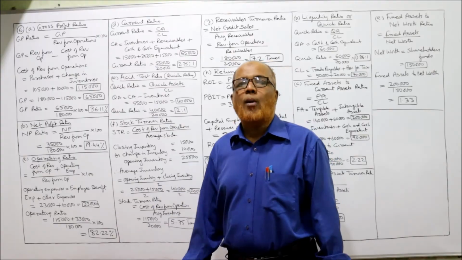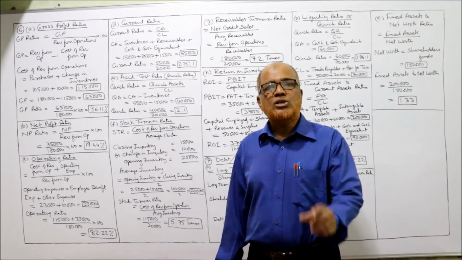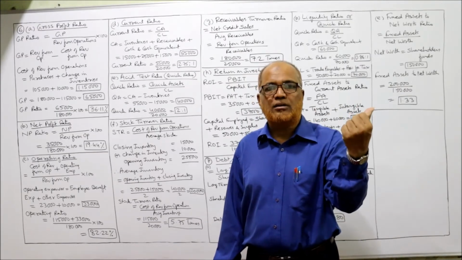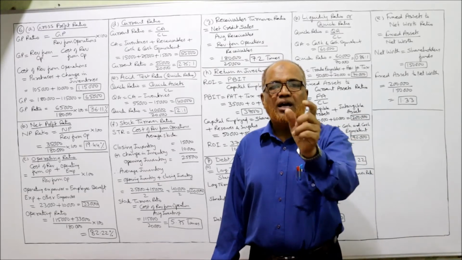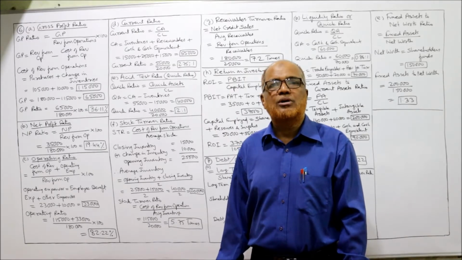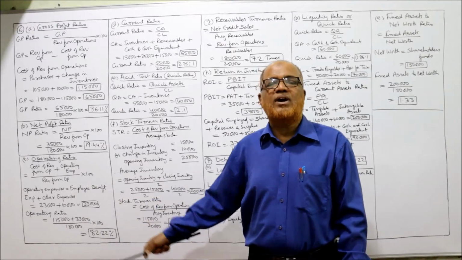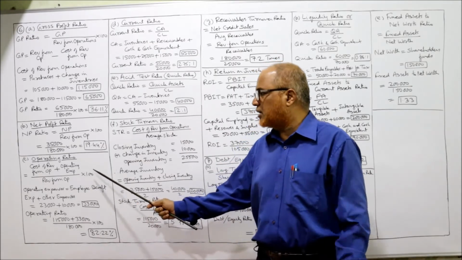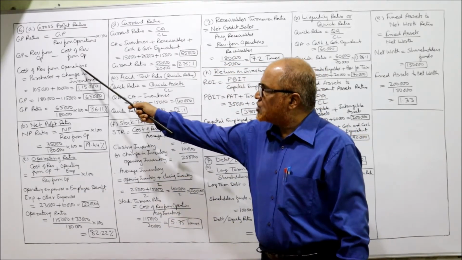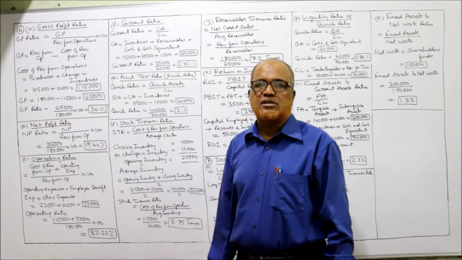Two ratios we have calculated. Third ratio, it is asking you the operating ratio. The formula for operating ratio, according to the old version, is cost of goods sold plus operating expense divided by sales. Now the terms will be changed. Instead of cost of goods sold, we use cost of revenue from operations. Cost of revenue from operation plus operating expenses divided by revenue from operation into 100. Here the cost of revenue from operation we have already calculated, 1,15,000, and operating expenses.